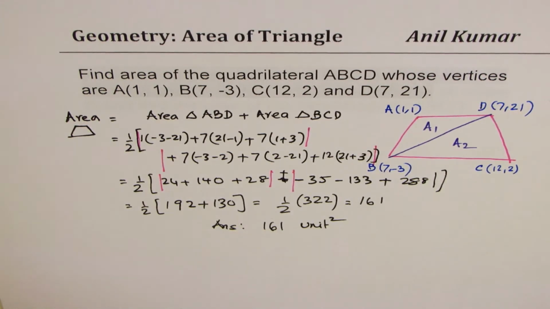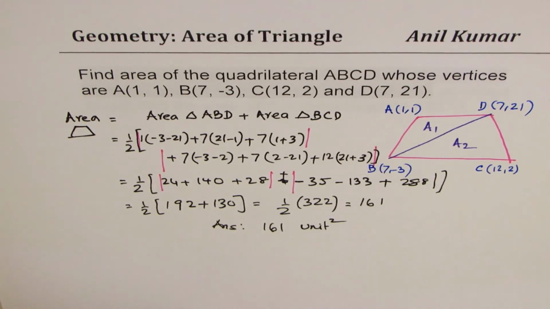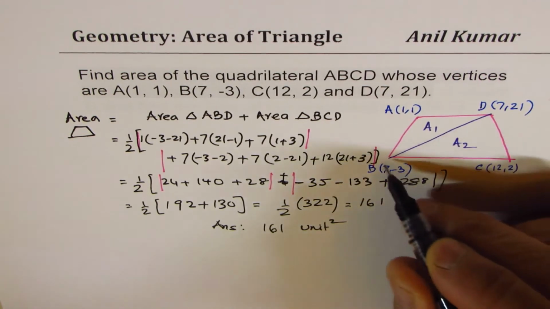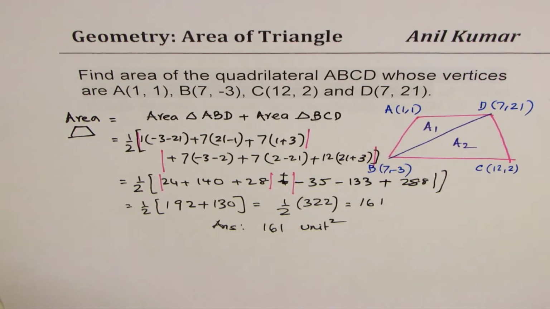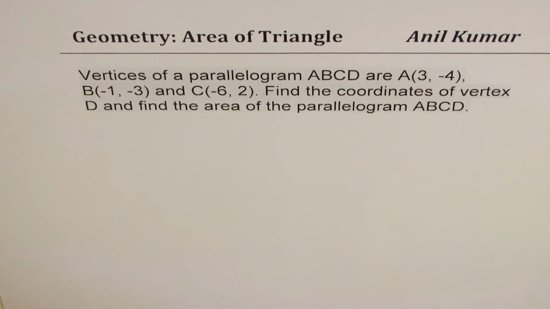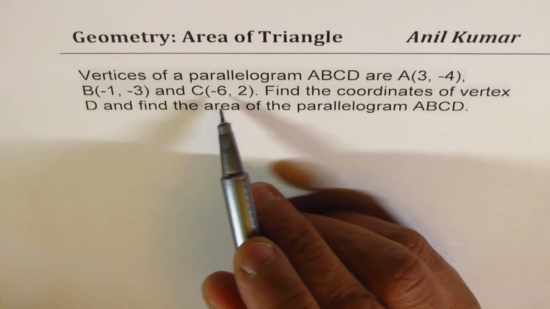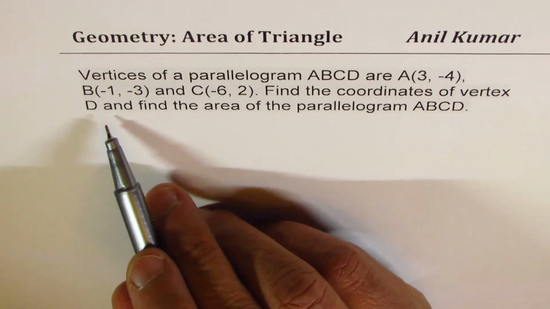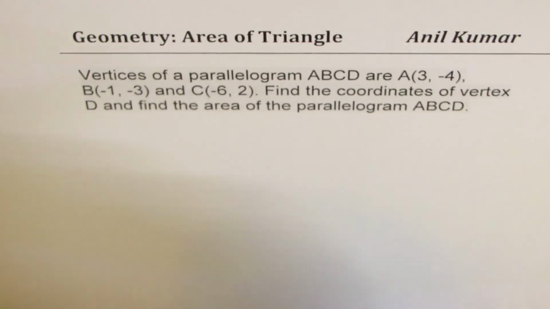Correct? So basically what we learned here is that the area of a quadrilateral is the sum of the areas of the two triangles. So if I give you a polygon with more sides, we'll have more triangles. Just add the area of each triangle to find the total area. Correct? So let's move on to the next question, which is: vertices of a parallelogram ABCD are A, B and C. Find the coordinates of vertex D and find the area of the parallelogram, right?